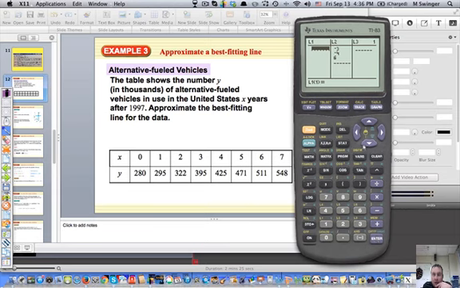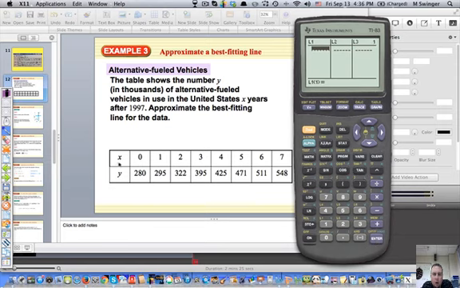Stat, edit. Number 3, you have a bunch of lists here. List 1, list 2, list 3, and so on. You keep scrolling. We're going to put my X's in list 1. That's what we always do. X is list 1. Y is list 2. So list 1 is clear, but my list 2 isn't. Here's what you could do. You could scroll over and scroll up. See how list 2 is highlighted? I'm going to clear that, but then you have to hit enter and it'll go away. Clear, enter. There you go. List 1 is free, list 2 is free.